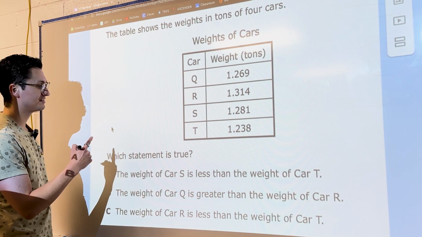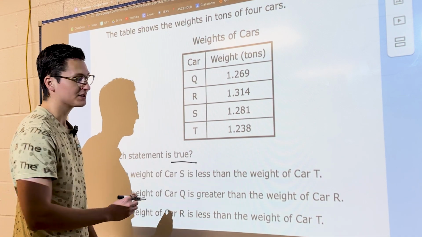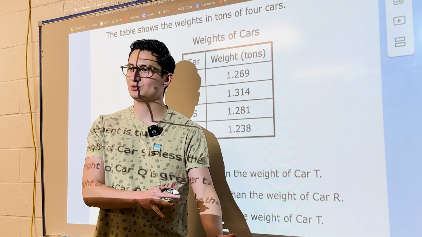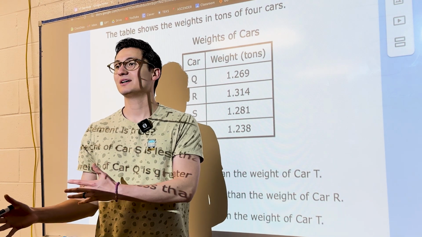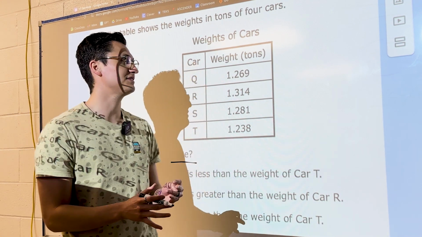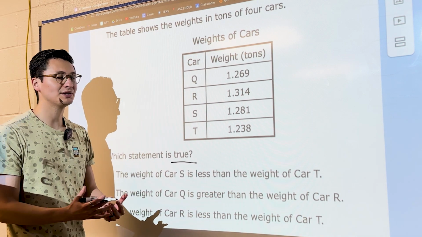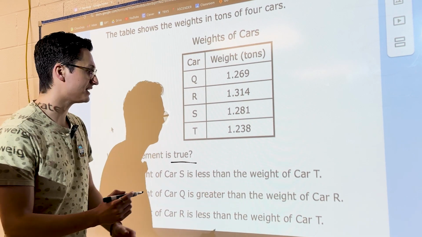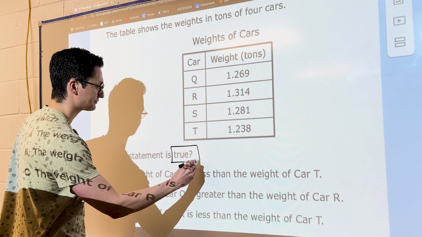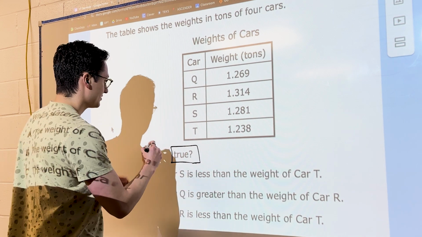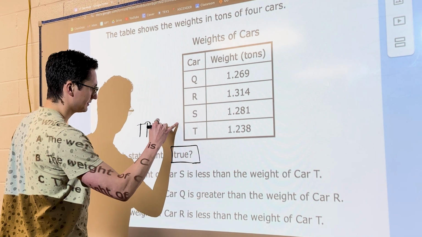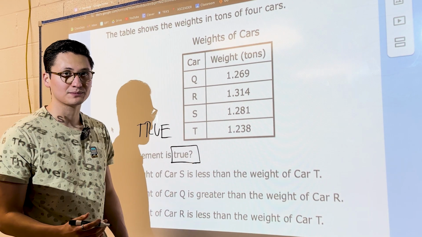For this next problem, we're going to have to compare decimals. It says which statement is true. So are we looking for the one that is true or the one that is false? True, right? Sometimes the problems will say, I want the one that is false. But in this case, we're looking for the one that is true. It's important, so I would write that down on your paper.